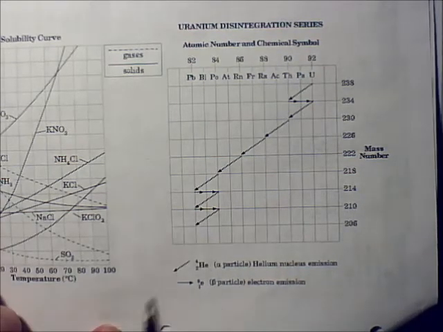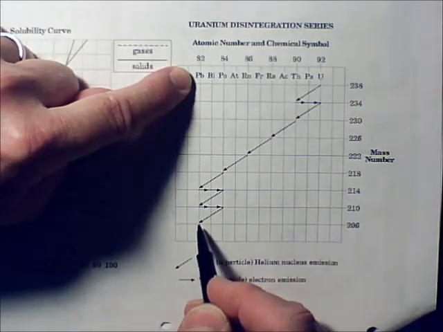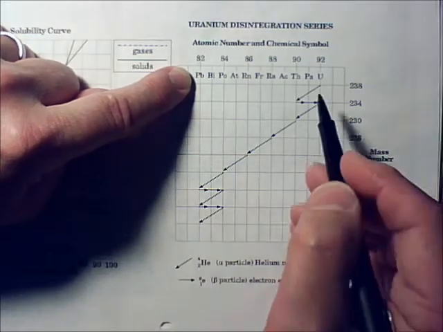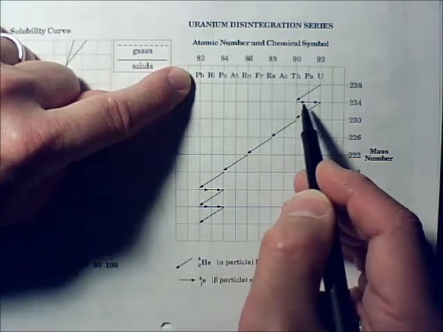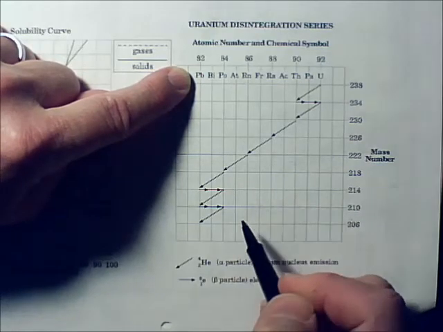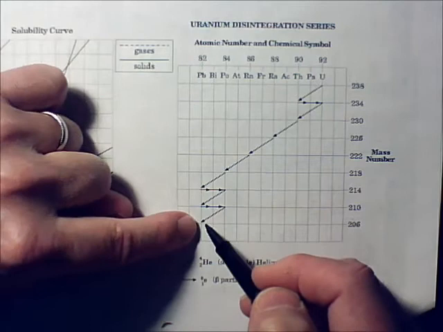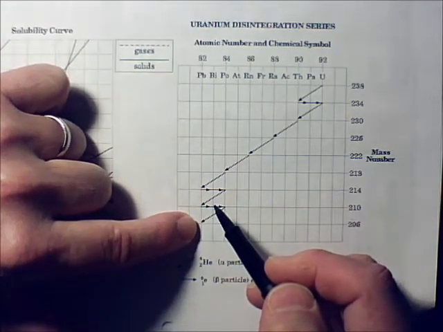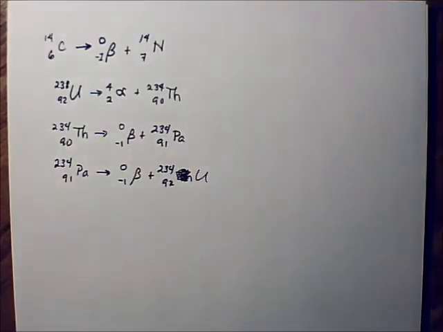Eventually you get to lead. Make sense? Every one of these angled arrows shows alpha decay. Every one of these to the right arrows shows beta decay. And so you keep going through the series until eventually you get to a stable element, and that happens to be lead. Make sense? Okay? Alright.